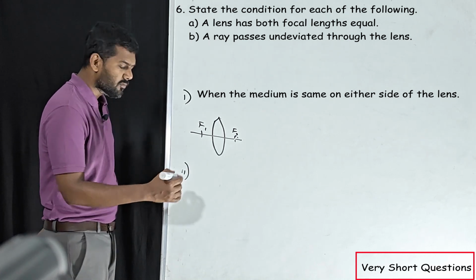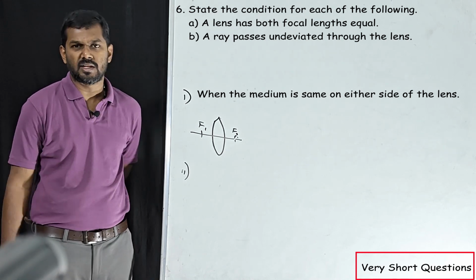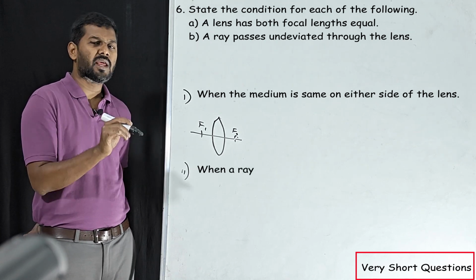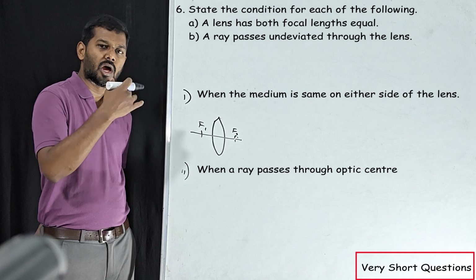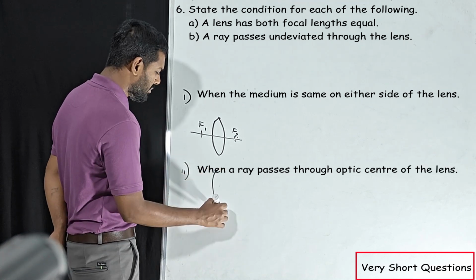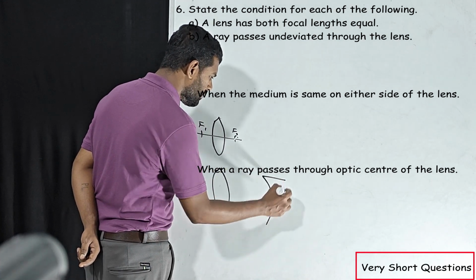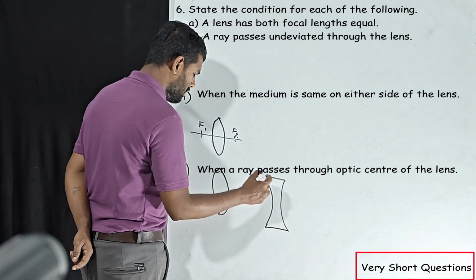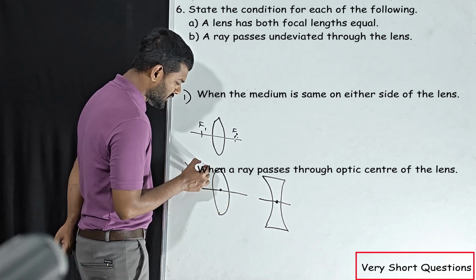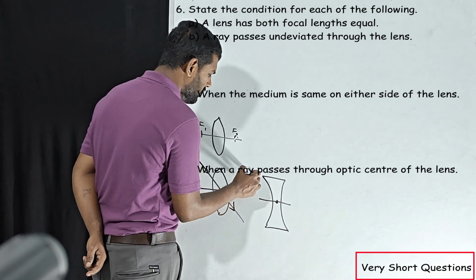Second one, when can a ray pass undeviated after passing through a lens? That is a very simple question. If any ray passes through the optic center, in both the lenses, concave and convex, there will be no deviation. It passes like this. I'll show you one example. If a ray passes through the optic center, there will be no deviation, no refraction. So like this.